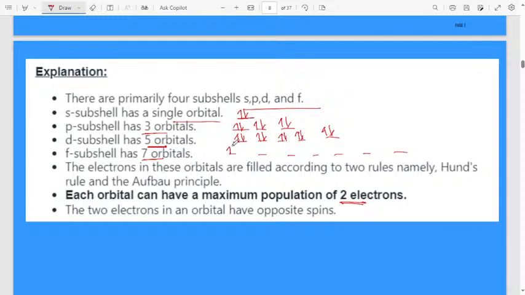That is what we are discussing in the question. Maximum only 2 electrons. The 2 electrons in an orbital have opposite spins. Yes, I am writing like this in opposite directions because they will be in opposite spin.